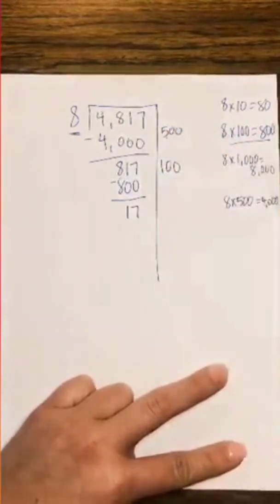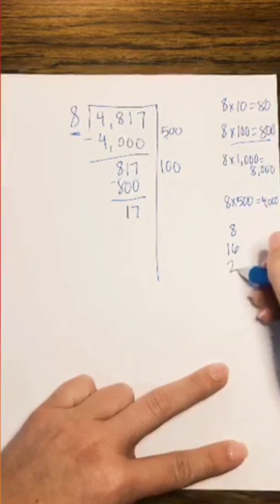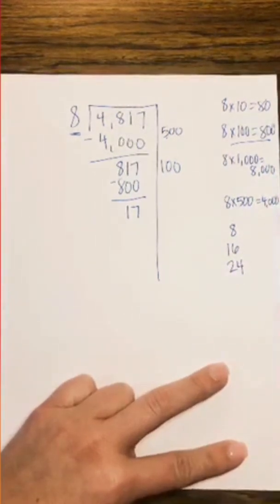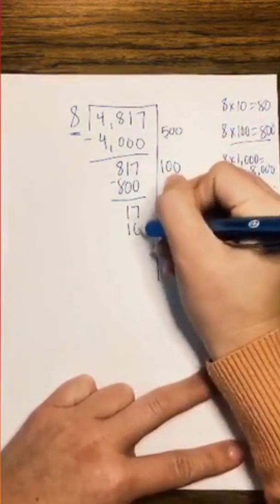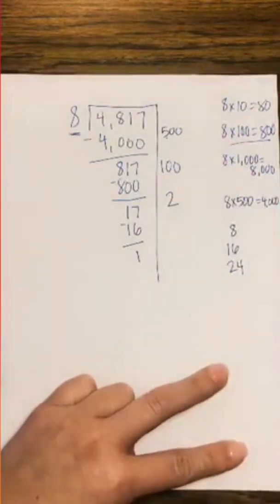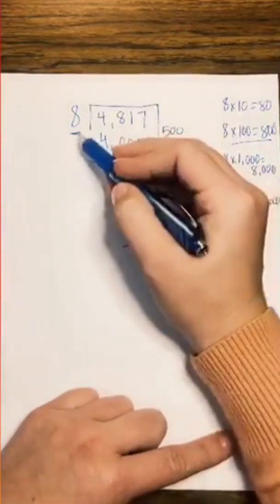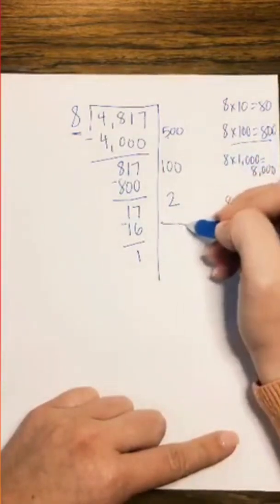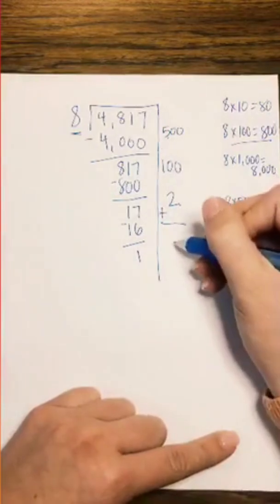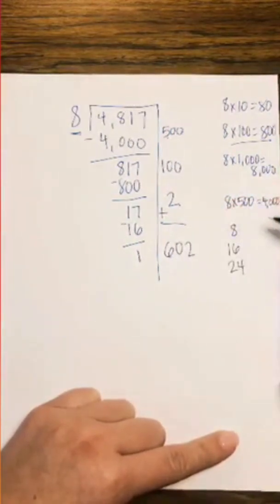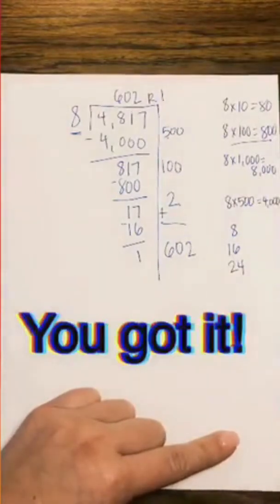Subtract to see how much I have left. I have 17. Then if I think of my smaller multiples of 8, I know I can get as close as 16 by putting a 2 over here because 2 times 8 is 16. Then I subtract and I have 1 left. I know this is my remainder because it's less than 8. So to find out what my quotient is, these are all parts of my quotient. I need to add them together to find out that my quotient is 602 with a remainder of 1.